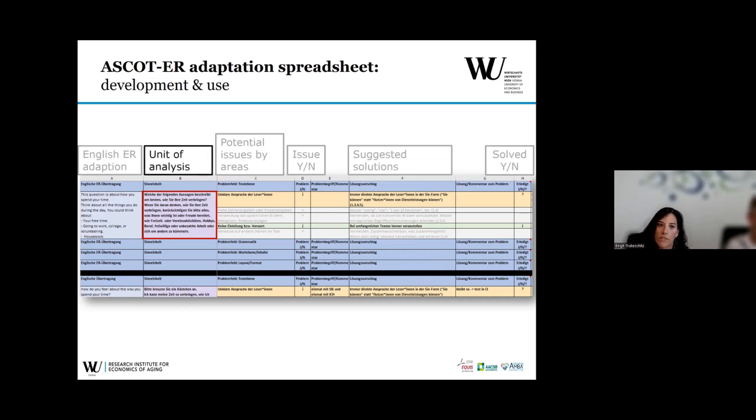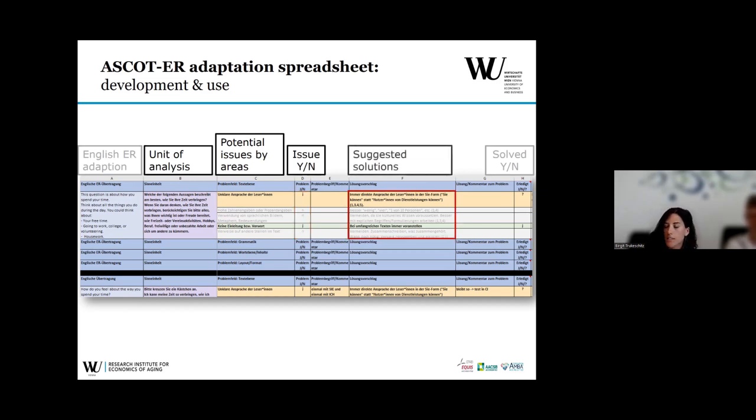We have 1 unit of analysis here. The next column just lists potential issues grouped by areas. So areas would be text, layout, formatting, grammar, and so on. So we went through these issues one by one and checked whether they were present or not. And this is just to gray out everything that's not relevant.